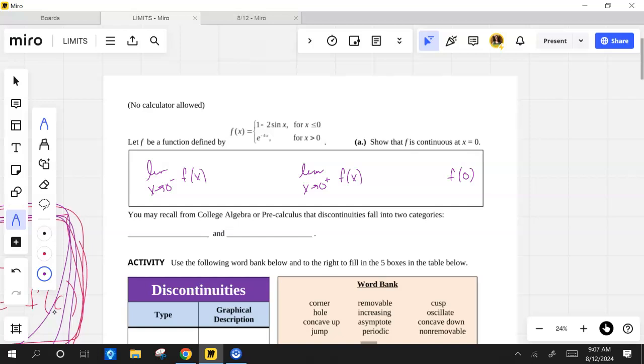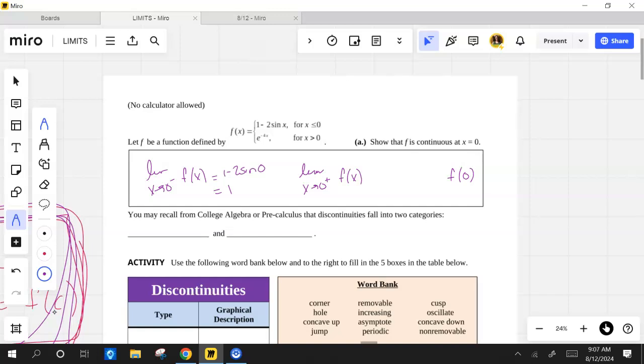How do I find the limit as I approach from the left? Plug in the 0 into the bottom one. Less than is left. Sine of 0 is 0. And we hope that we can just plug in and don't have to do an algebraic manipulation, right? That's what we've been talking about. Sine of 0 is 0, so this just gives me 1.